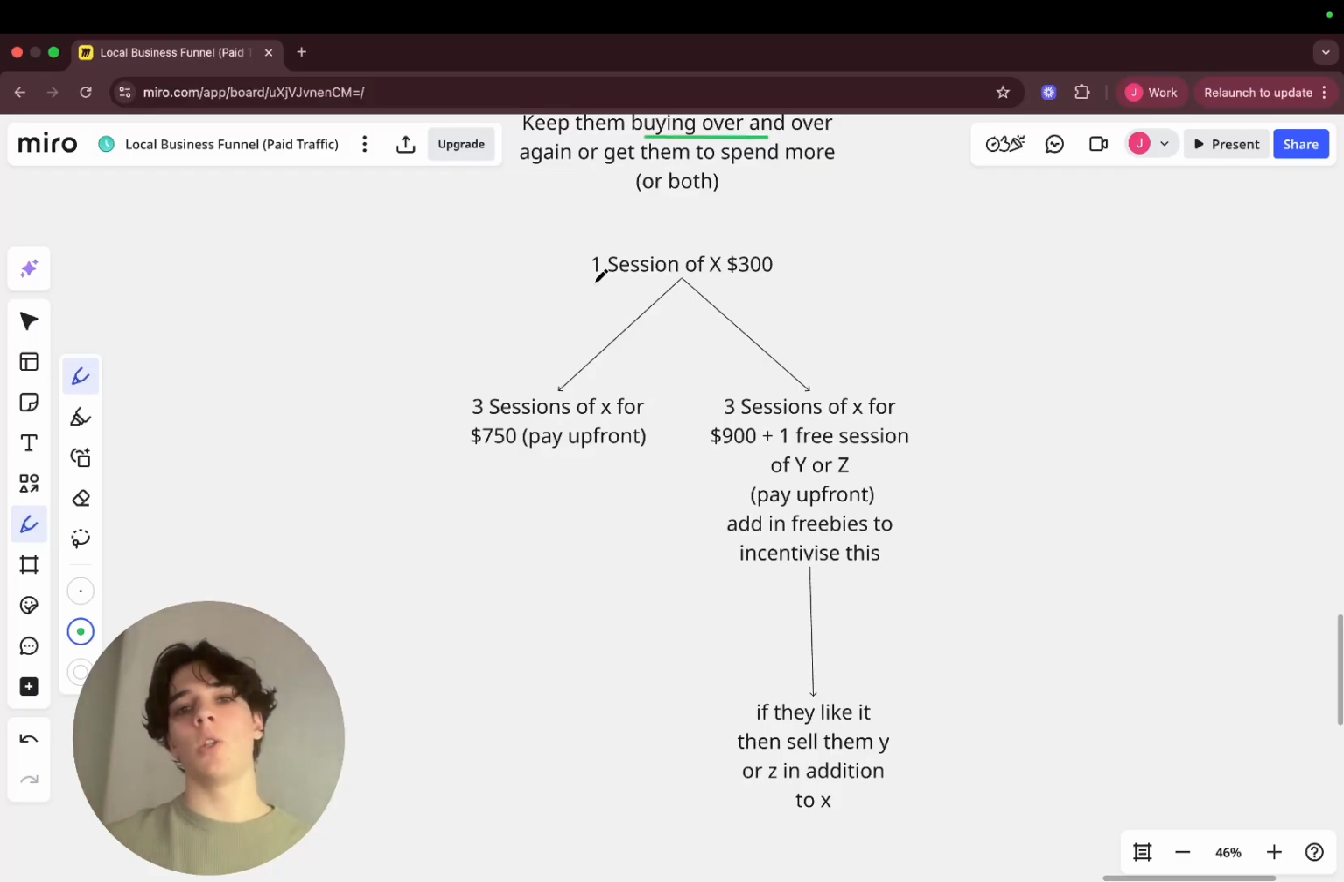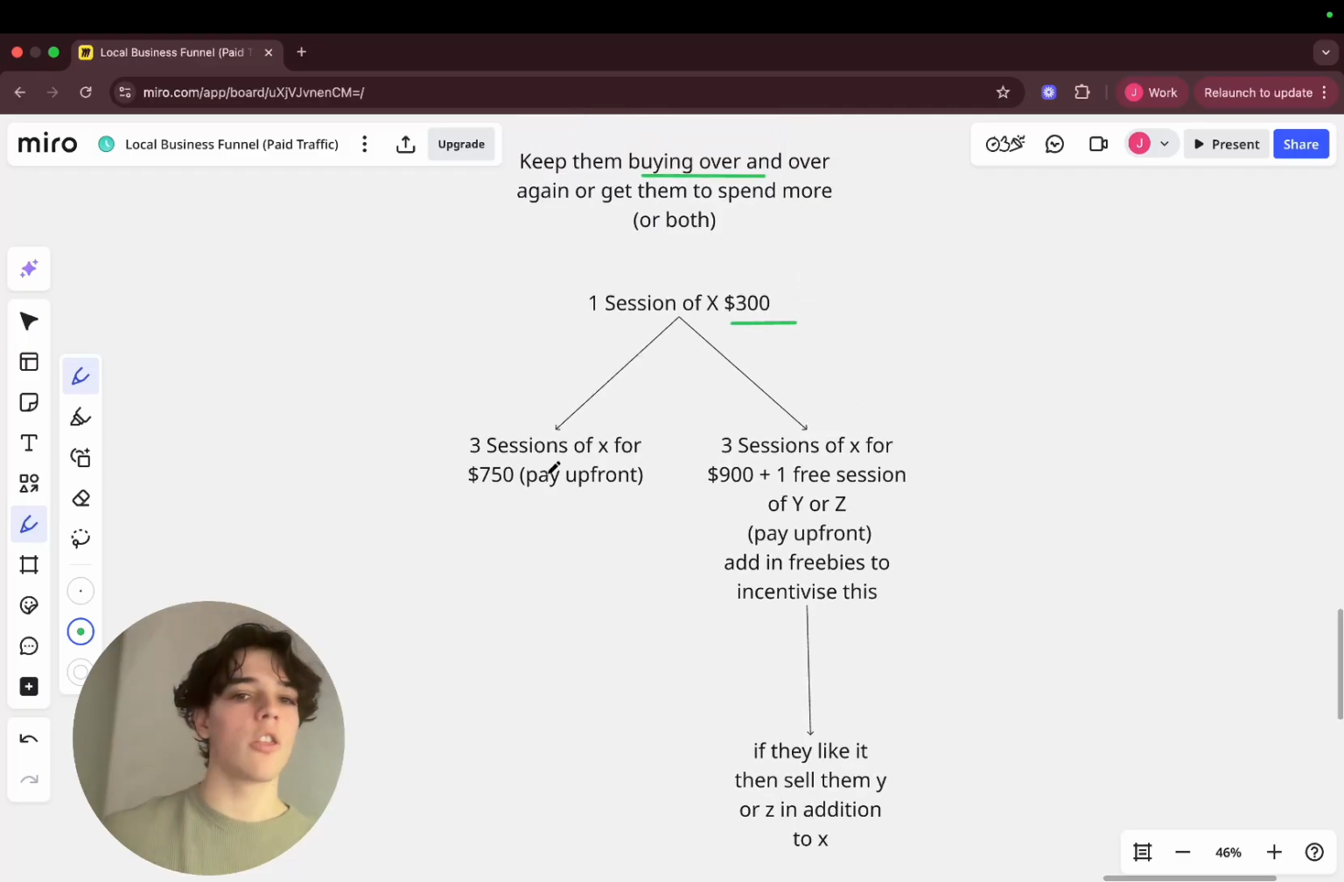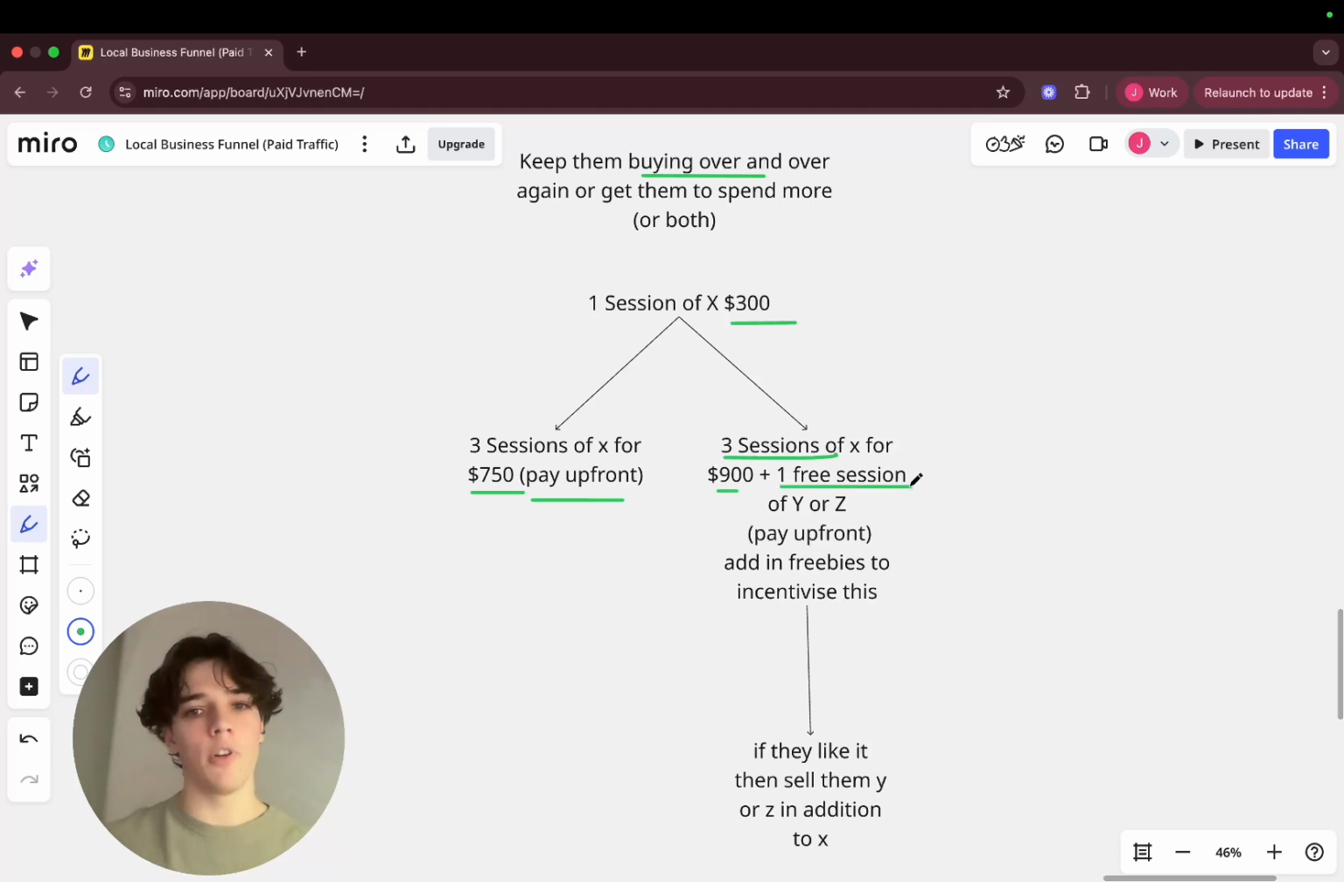For example, you could be doing one session of X for 300. And then you could upsell that to 3 sessions of X for 750. But in order to get that price, you have to pay upfront. So you're getting more cash collected up front, and you are also incentivizing them to stay with you for longer and spend more with you. Or you could do 3 sessions of X for 900, so still keeping that 300 per session, but you get 1 free session of Y or Z.